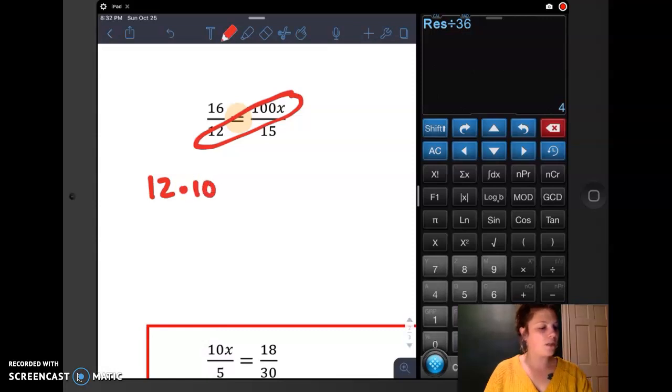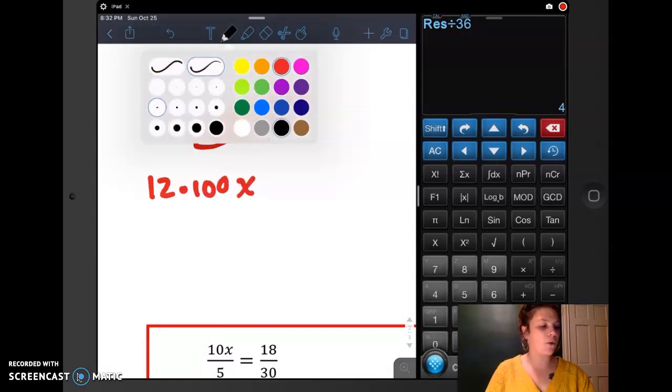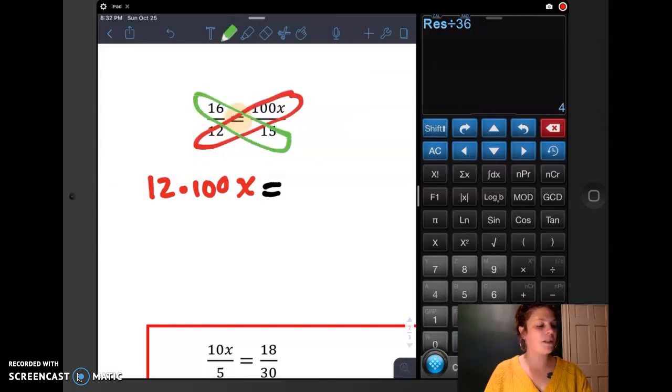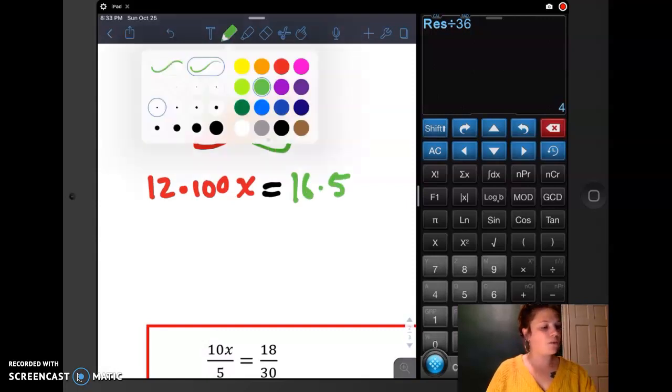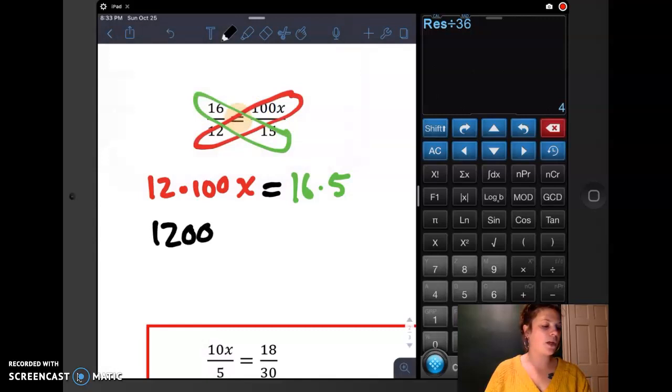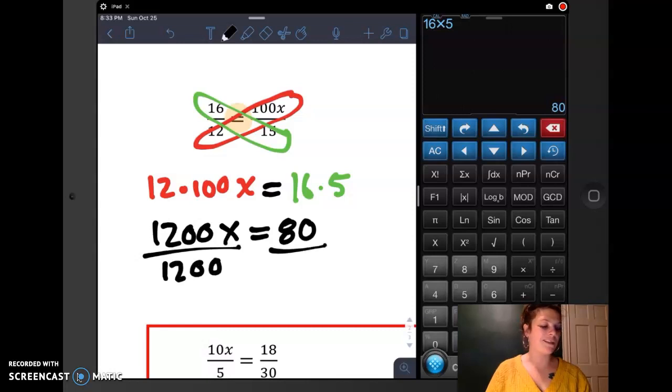12 times 100x. Again, it does not matter what order you put them in because we're multiplying, and multiplication can be done in either order. It really does not matter. All right, so now we're going to multiply the 12 times 100, which we get 1,200. Another way to say that is twelve hundred. So if you ever hear me say twelve hundred, I mean 1,200. It's kind of an old-fashioned way to explain things that are in the thousands.